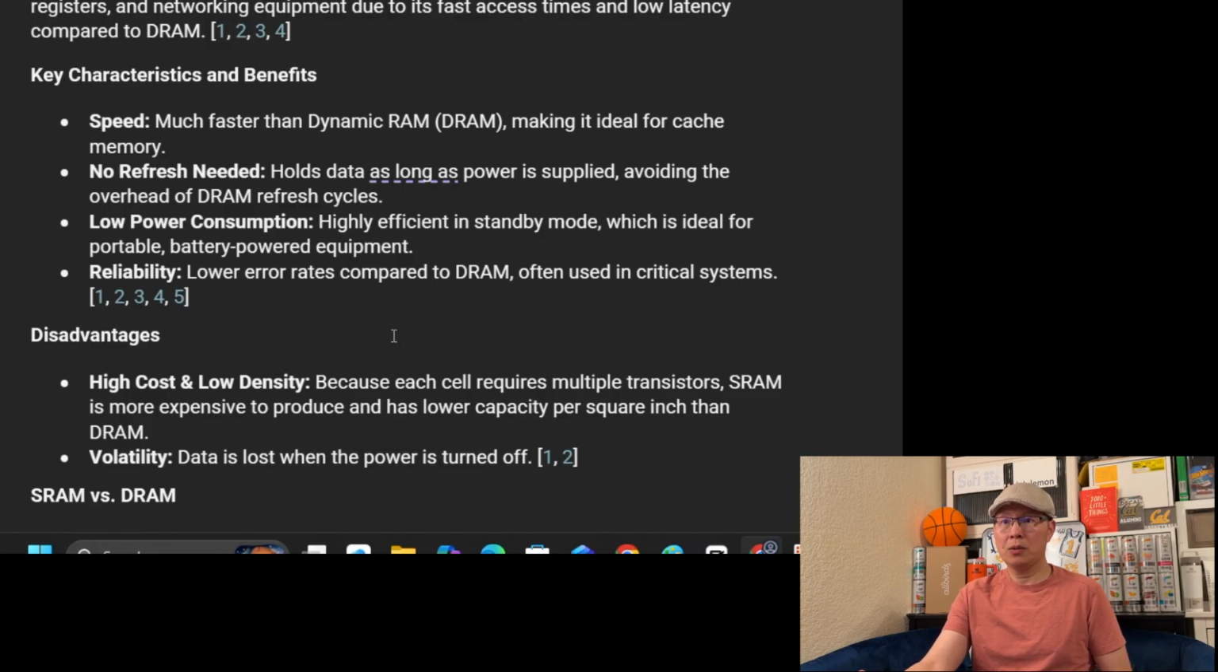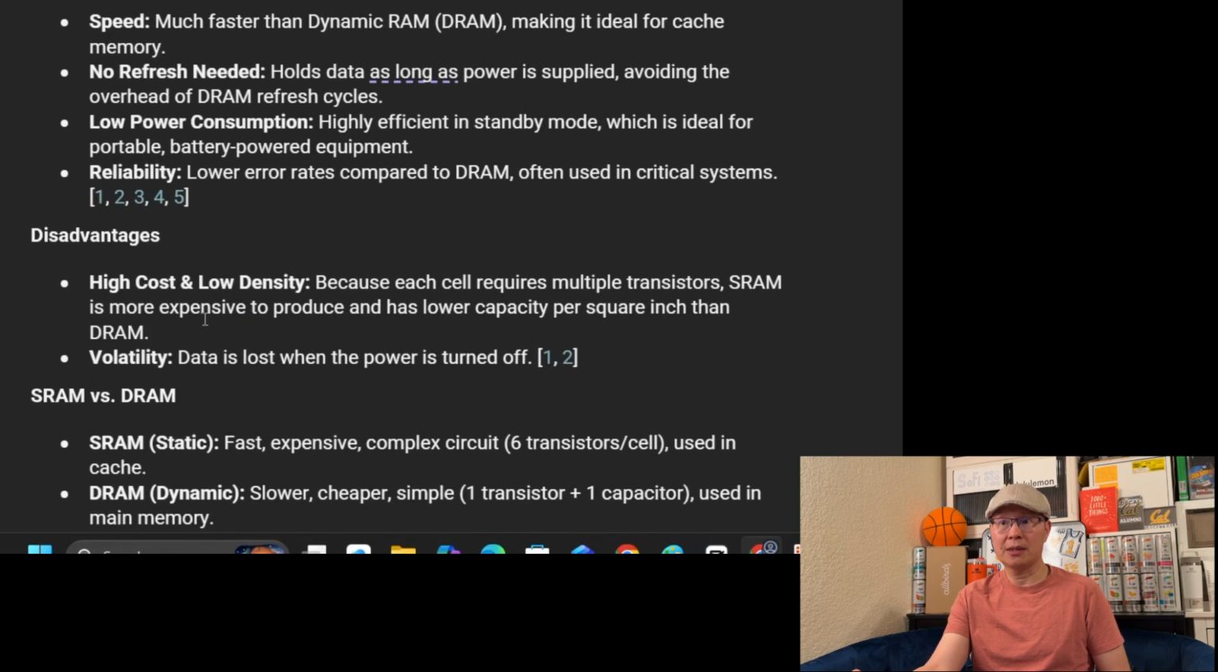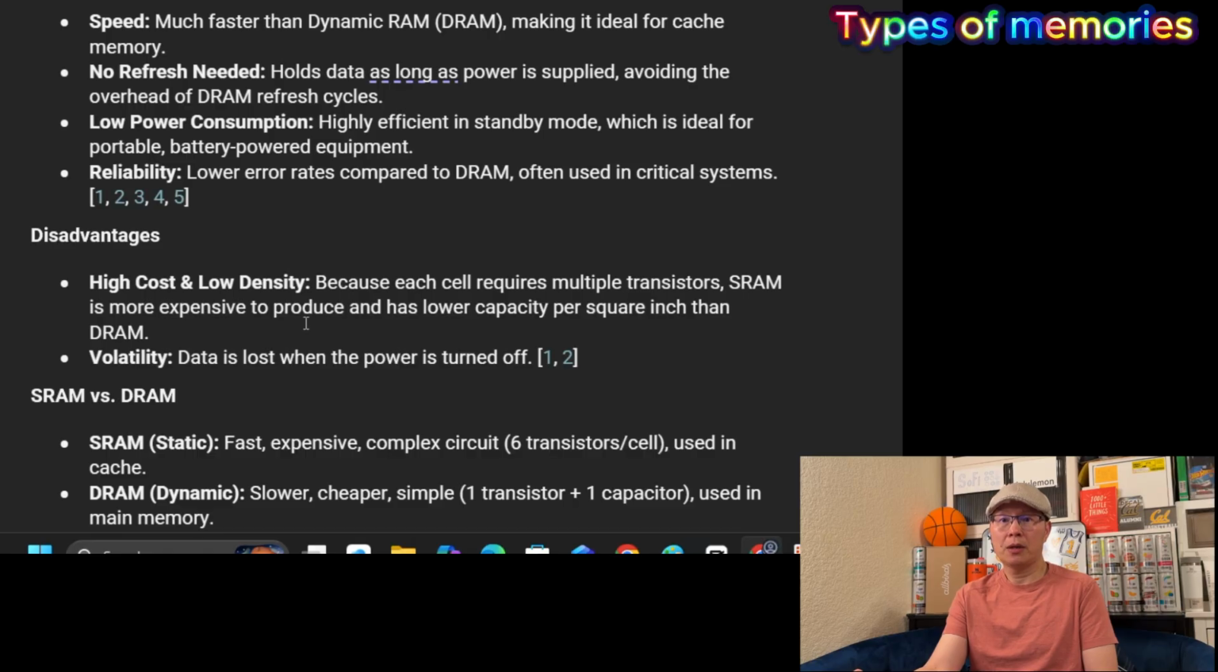High cost and low density. Because each cell requires multiple transistors, static RAM is more expensive. So yeah, all the medical equipment is hugely expensive for a reason or two. It also has lower capacity per square inch than DRAM. Volatility: data is lost when the power is turned off.